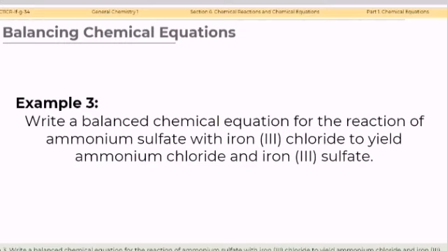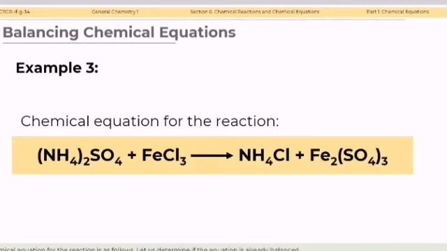Write a balanced chemical equation for the reaction of ammonium sulfate with iron 3 chloride to yield ammonium chloride and iron 3 sulfate. The chemical equation for the reaction is as follows. Let us determine if the equation is already balanced.